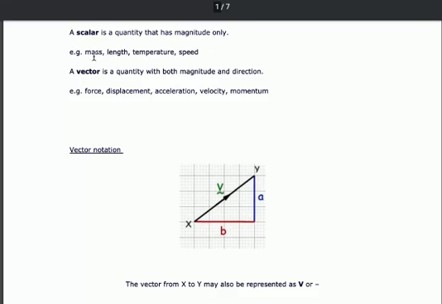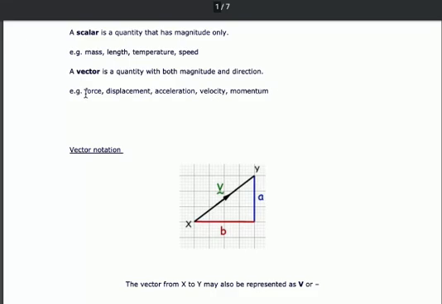We will say a boy has a mass of 60 kgs. 60 kgs is magnitude only. A vector is a quantity with both magnitude and direction. For example, force, displacement, acceleration, velocity, or momentum.